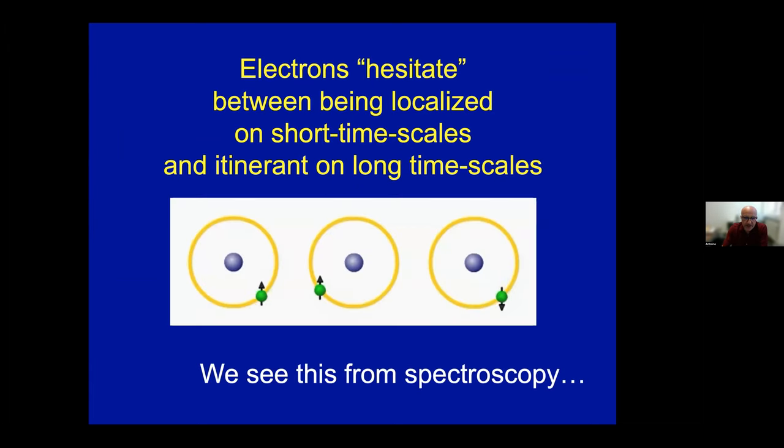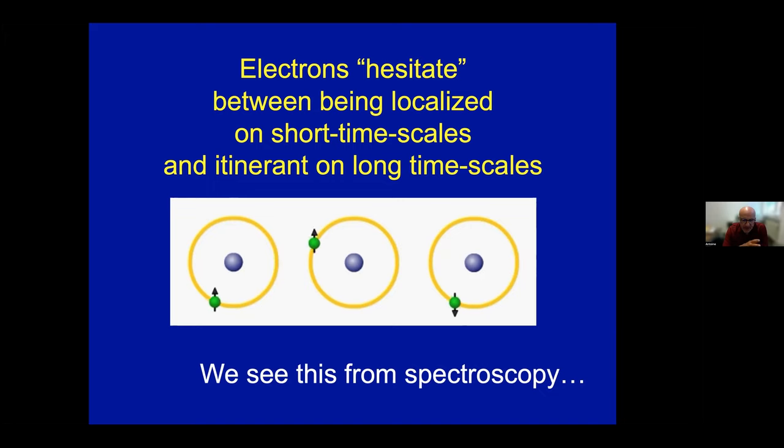So let me illustrate this by a little cartoon. Here you see what is perhaps many theorists' view of a solid. You have an array of hydrogen atoms with one electron on each atomic orbital, and these electrons are localized on the atoms, but once in a while they try to hop. And of course, the whole thing about strong correlation is that this hopping process is difficult. So this cartoon immediately tells you that on short time scales, which is what's happening here, the electrons have to be described as localized. Short time scales in physics means high energy. But on long time scales, the electrons may or may not succeed in being delocalized about the whole crystal lattice.